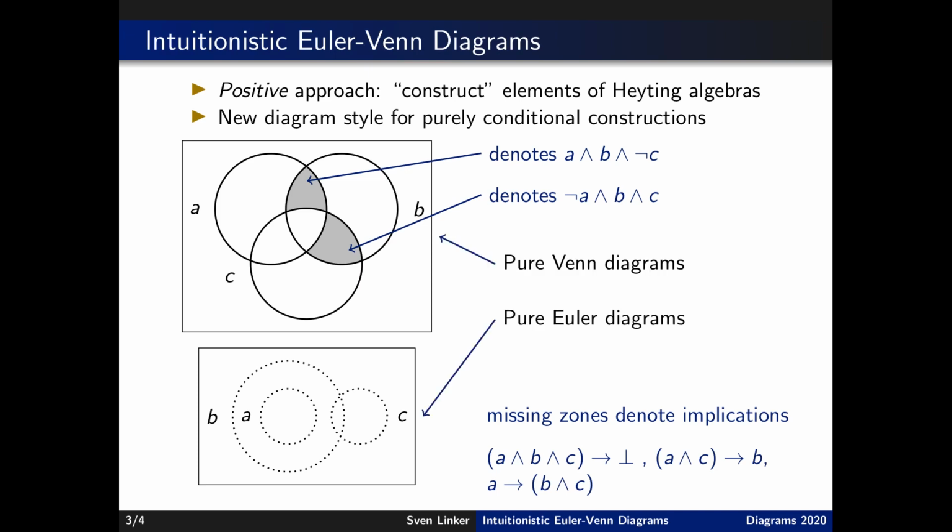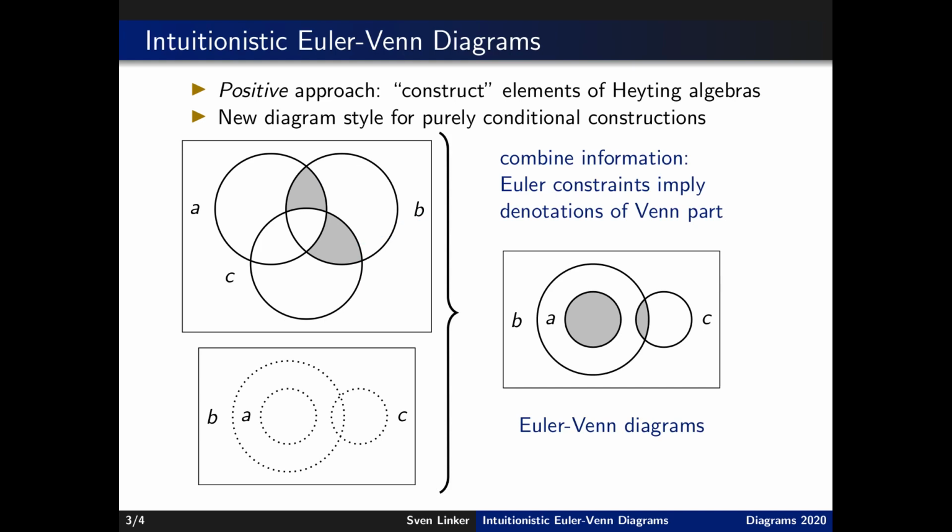We'll call the first type of diagrams pure Venn diagrams and the other pure Euler diagrams, because they only use the syntax typical for these types of diagrams. But to have a connection between the two types of information, we also will use a combination of both. This is done by allowing for both shaded and missing zones, and we will interpret such a general Euler-Venn diagram in the following way. The information of the missing zones implies the information denoted by the shaded zones.